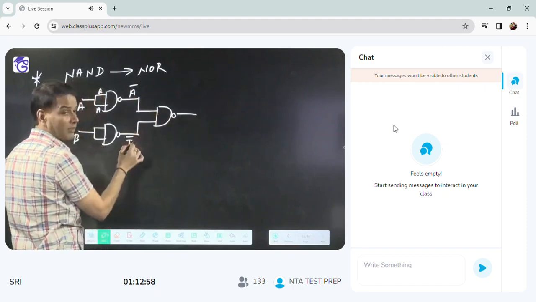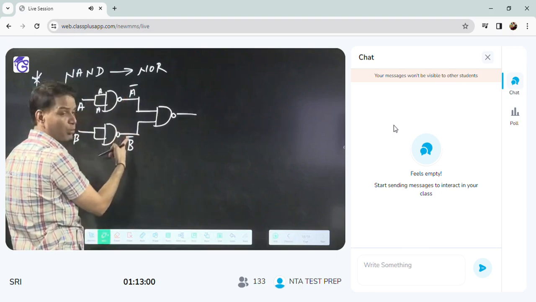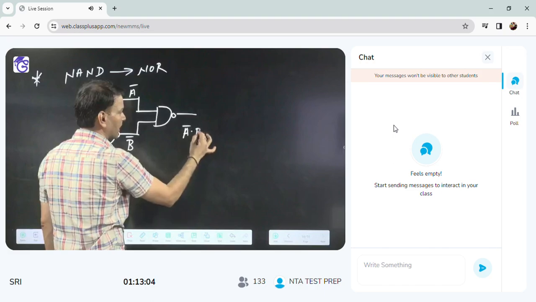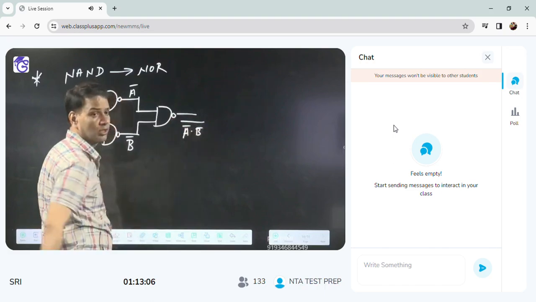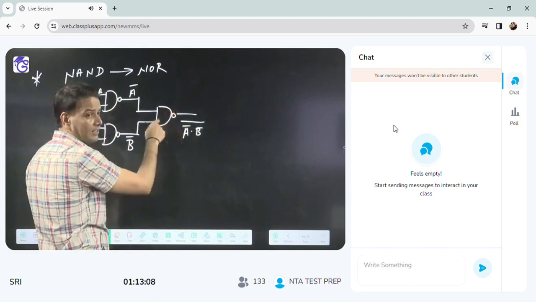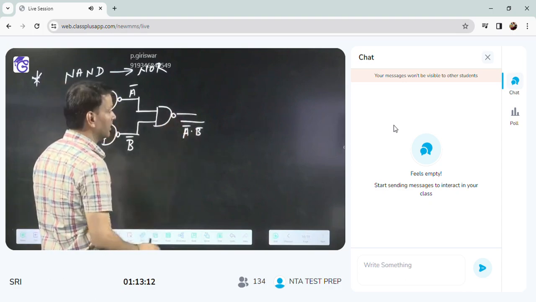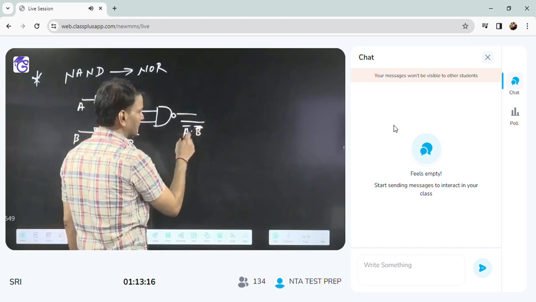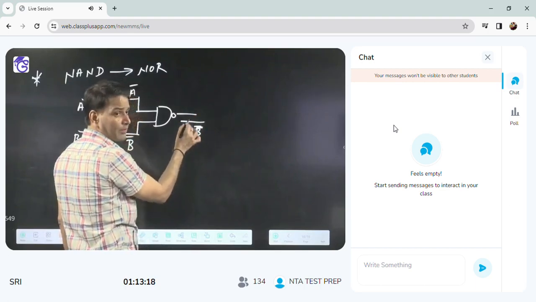Then A bar, one input is A bar, one input is B bar. Do the product. Product means what? A bar dot B bar. But it is a NAND, so do the bar. So first do the AND operation, then put the bar. Okay. Up to this, suppose you want to solve, you can see here A bar dot B bar whole bar.